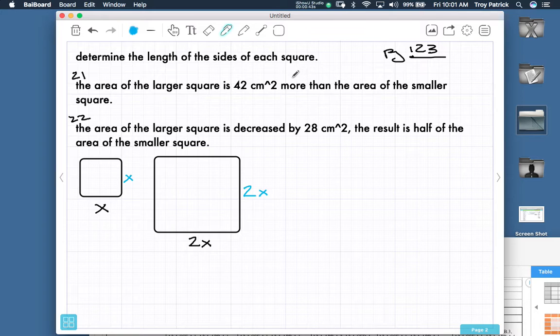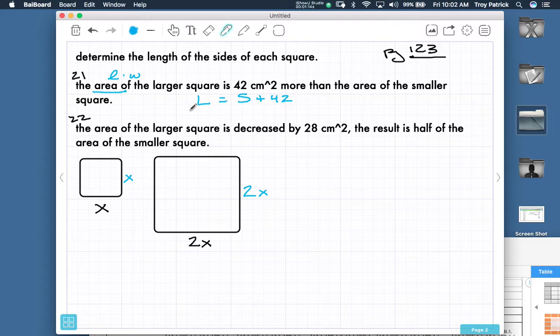The area of the larger square. Okay, first of all, area. You should know that that's length times width. You should connect the dots here and understand area as being length times width. The area of the larger square is 42 square centimeters more than the area of the smaller square. So the larger square is not going to be equal to the smaller square. It's going to be the smaller square plus 42 centimeters squared.